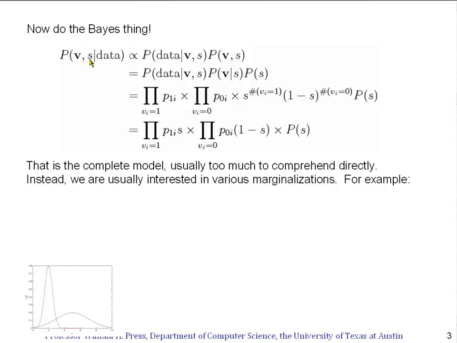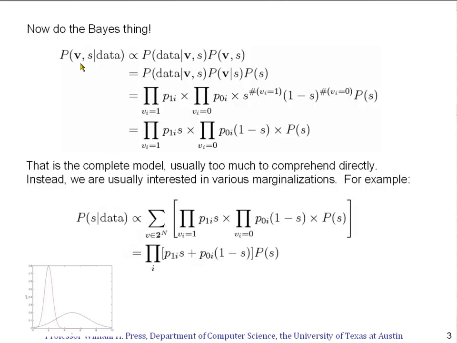Usually we're interested in marginalizations of this. This model with this joint probability is just too big to comprehend directly. So let's look at some marginalizations of the Bayesian model that we might want to make. For example, we might want to know what is the probability of S. S, you'll recall, is the mixture parameter. It told what fraction of the events would lie in distribution 1 versus what fraction would lie in distribution 0.